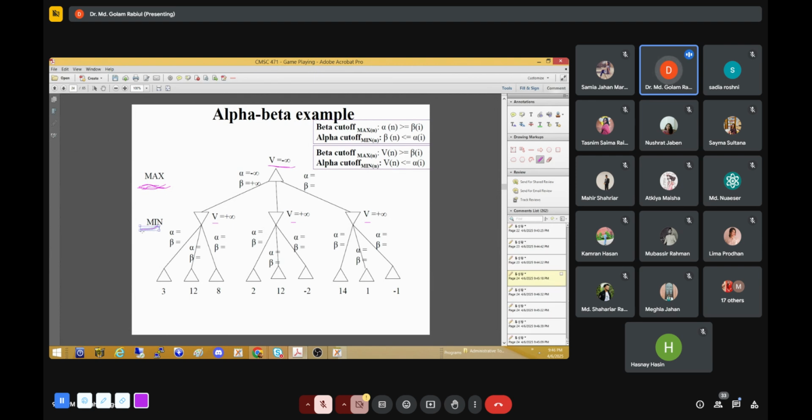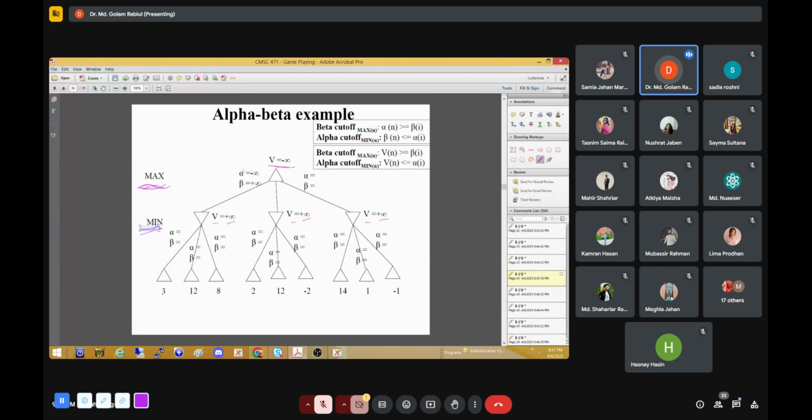And for the case of the minimum, the min node, v is positive infinity. We want to find the minimum value, so initially we say a very large number is the minimum. So for the max node, the value v is negative infinity, and for the min node, the value v is positive infinity.